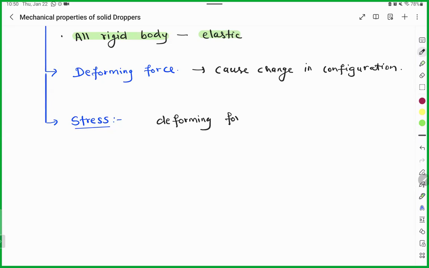this deforming force will be encountered by the restoring force, because when you pull out the spring, this is the deforming force. As soon as you leave the spring, it will come to the original shape. Reason, restoring force exerted by the body.